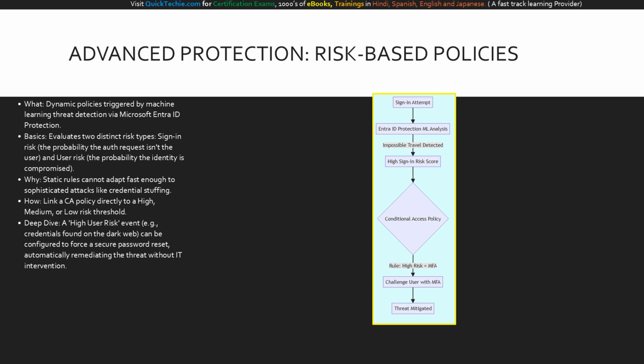This flow shows the speed of risk-based authentication. A sign-in attempt occurs and is instantly analyzed by Entra ID Protection's machine learning. The system detects an anomaly, like impossible travel, and assigns a high sign-in risk score. This score is passed directly into the conditional access policy. Because we configured a rule stating high risk equals MFA, the system immediately challenges the user with an MFA prompt. If the attacker has the password but not the phone, the threat is mitigated instantly.